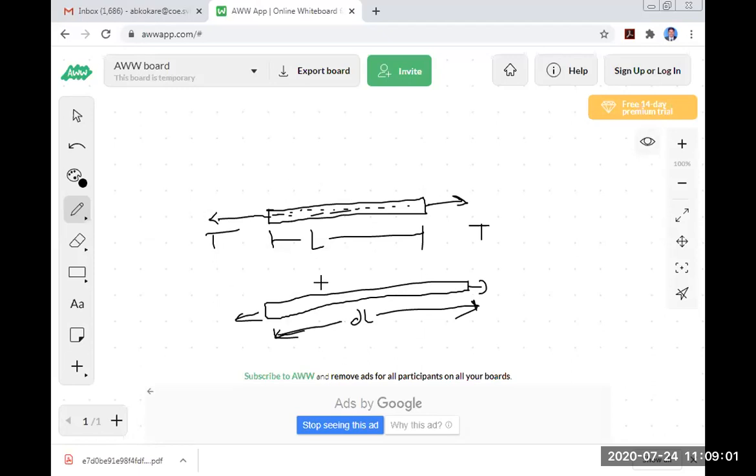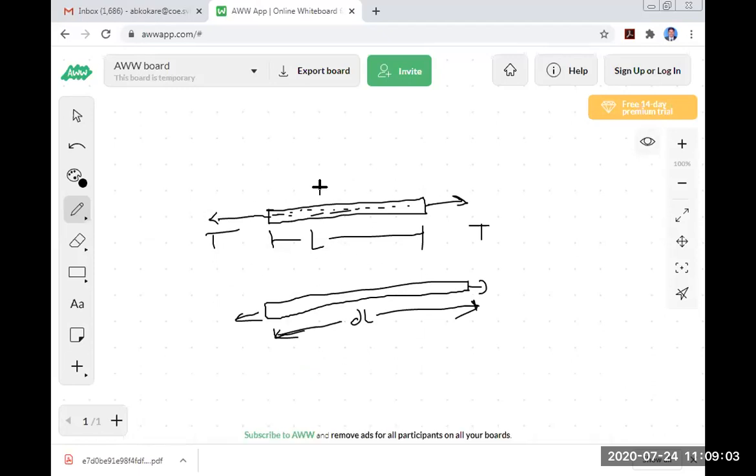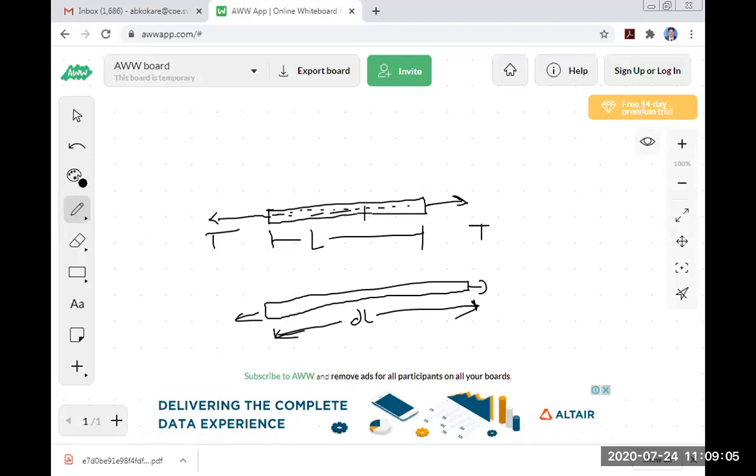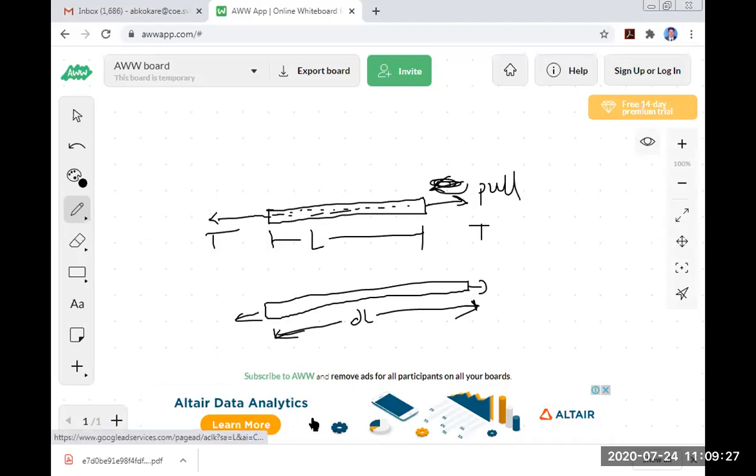So this is the axial tension. We call it axial tension because at the centroidal axis there is an axial pull. This is the pull force, not push force. Push is nothing but the opposite direction. So this is the pull force from the centroidal axis, and at that time this member will be under tension. Are you getting?